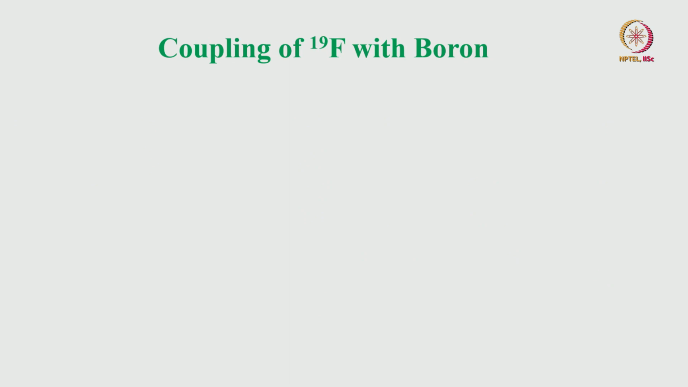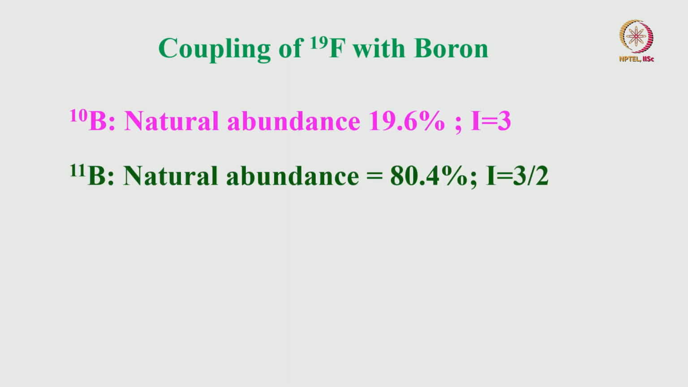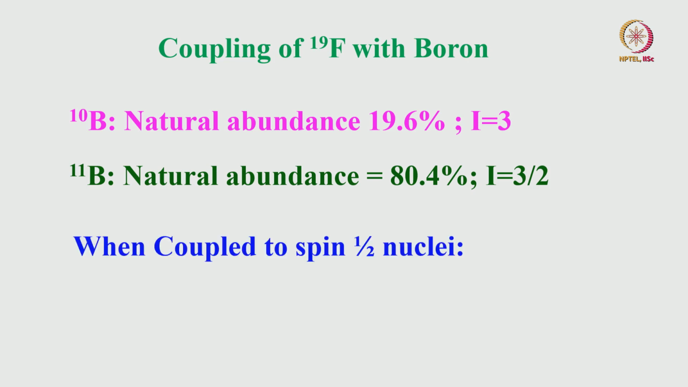What happens if there is a coupling to other nuclei? Boron. Boron has two isotopes, spin 3 and spin 3/2, and the abundance is approximately 20 to 80. Boron 10 is 20, boron 11 is 80. Boron 11 is spin 3/2, boron 10 is spin 3. When it is coupled to a spin-half nucleus, what will happen?